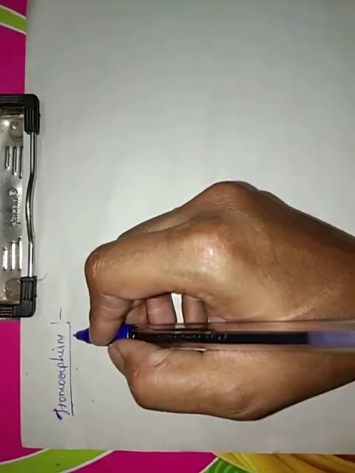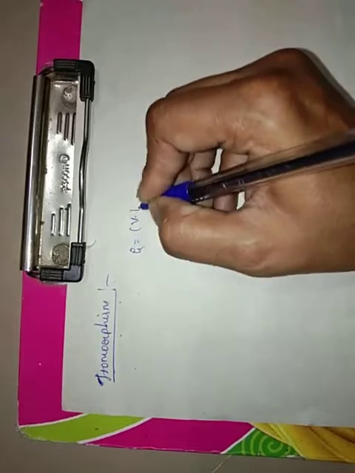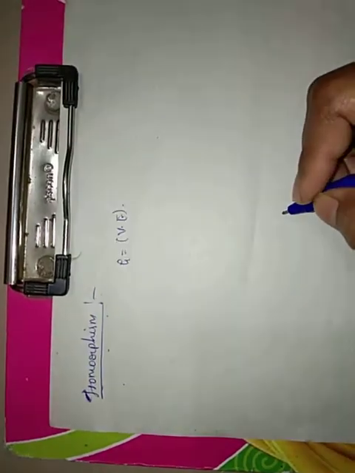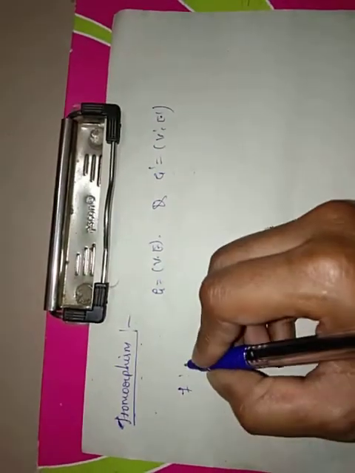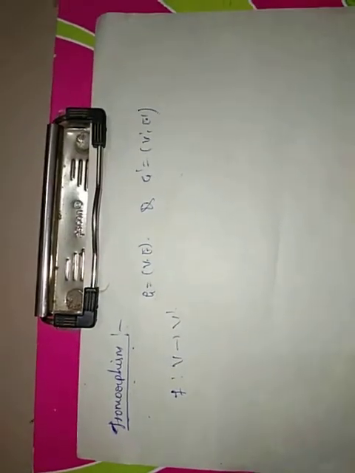Discussing the topic that is isomorphism. So isomorphism means, suppose we have a graph G with the vertices V comma E and a graph G dash, where V dash is the vertex set and E dash is the edge set. Suppose there is a function f from V to V dash.